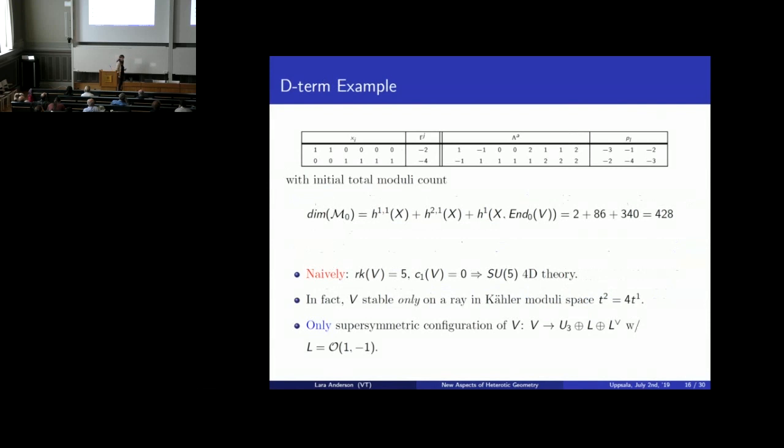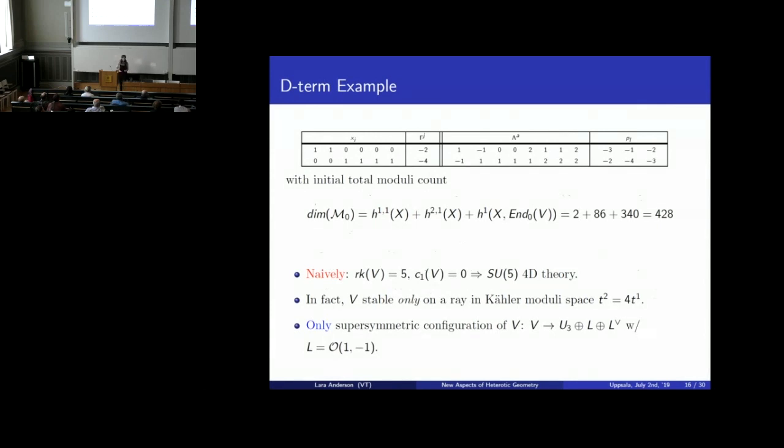Okay, so what's going to happen with that? Here's an example of a (0,2) GLSM. If you write this down naively, you would see that this is a rank 5 vector bundle with c1 equals 0. You would assume that this would lead to an SU(5) 4D theory. You can calculate the naive dimension of the moduli space. Here the sum of h11, h21 and the bundle moduli adds up to 428.